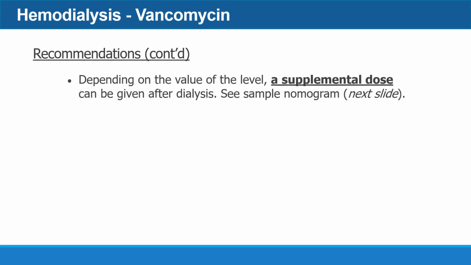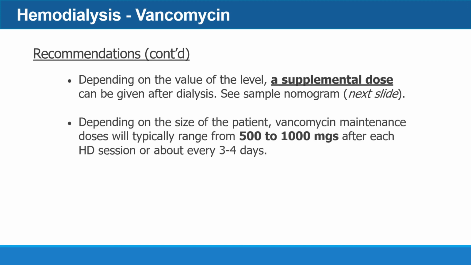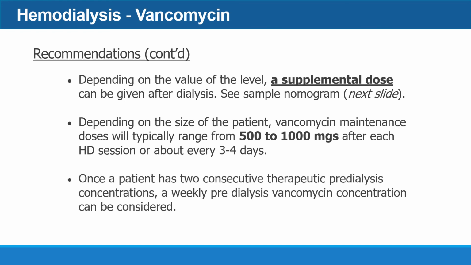When you get the level back, depending on the value of the level, a supplemental dose can be given after dialysis. See the sample nomogram on the next slide. Depending on the size of the patient, the vancomycin maintenance doses will typically range from 500 to 1,000 milligrams after each hemodialysis session, or about every 3 to 4 days. Once a patient has 2 consecutive therapeutic pre-dialysis concentrations, a weekly pre-dialysis vancomycin concentration can be considered.